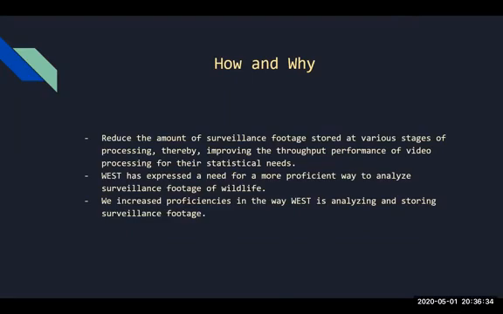West has expressed the need for a better way to analyze the footage, because currently they were flying their drone and taking the photos and then coming back and having to sort through every single photo to find photos that were valuable to them. So one thing that we worked to do was to reduce that load on both their drones and their stationary cameras by identifying photos before they were even stored, so that we knew what was important and what was not important.